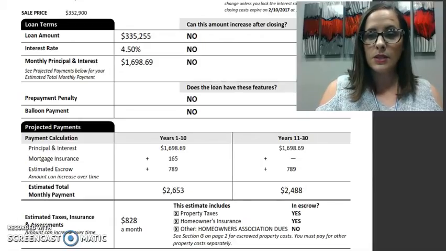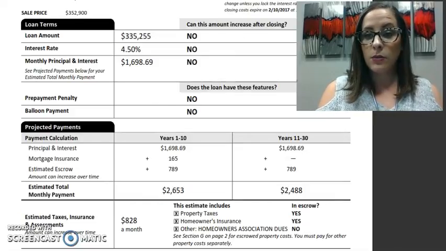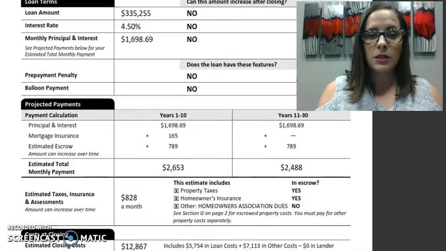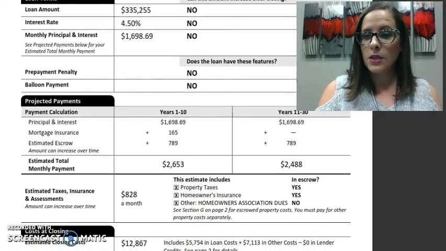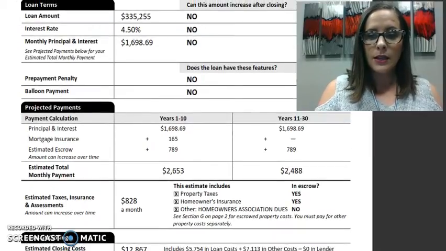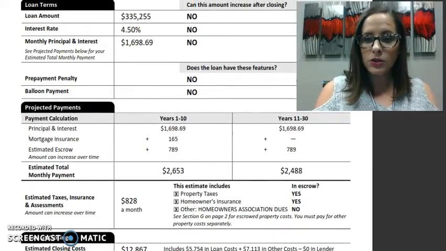Bottom here is going to show you the loan amount, the interest rate, and the monthly payment. So this is the monthly principal and interest before any taxes and insurance. This is the figure that's going to stay 100% the same through the whole life of the mortgage, as far as for most loans. The next section is going to show that you have no prepayment penalty, no balloon payment, so just a standard mortgage term.